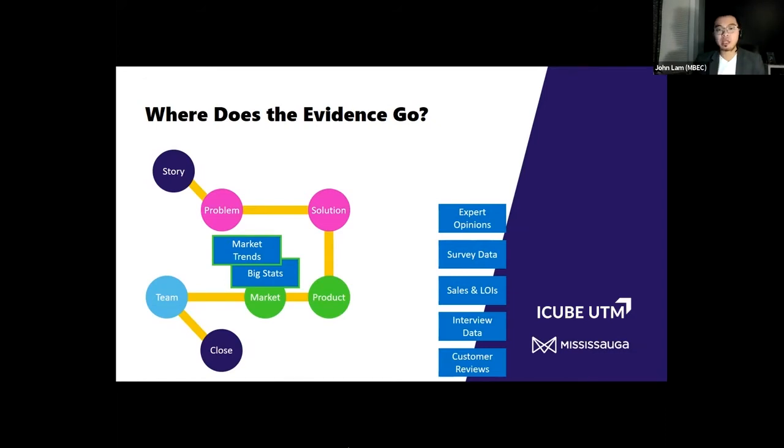Okay, expert opinions. Where would expert opinions go? Where I've put expert opinions is solution. And the reason why it's in solution is because, think about how you might have set the stage with the problem. Or you might have said, hey, X amount of people face this.